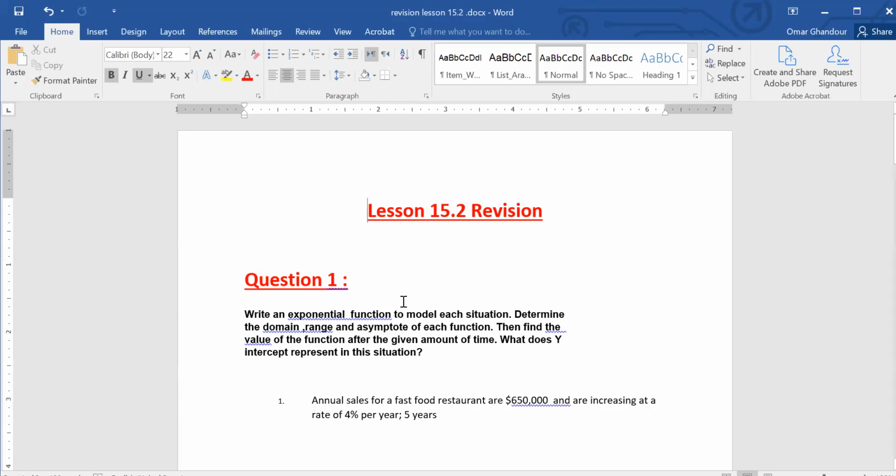After you write an exponential function, determine the domain, the range, the asymptote, and then find the value of the function after the given amount of time, and what the y-intercept represents in this situation. And as I told you, remember, when you are talking about a real life situation, there is no negative. What do I mean by there is no negative? When you are talking about time, is there a negative time? There is no negative time.